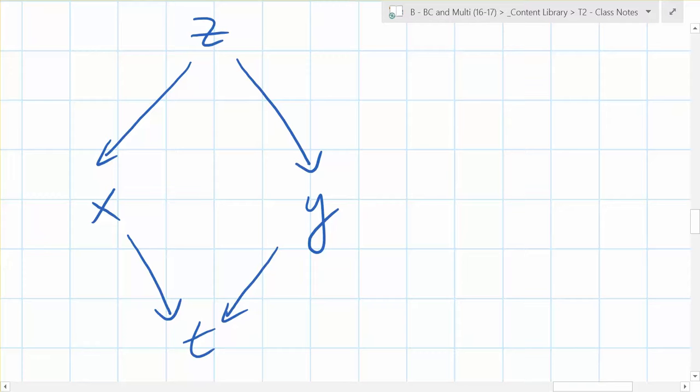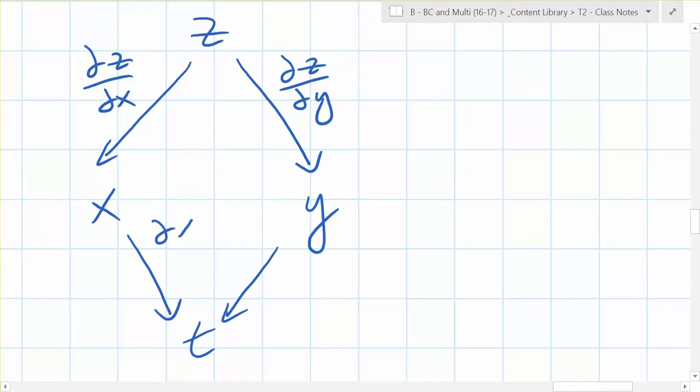You label each of those arrows with the partial derivative like this. Partial z, partial y. What do you think goes right here? Partial z, partial x, and then it's partial x, partial t. It's not actually a partial, but it's okay. Partial y, partial t. Make the tree, fill in the tree.